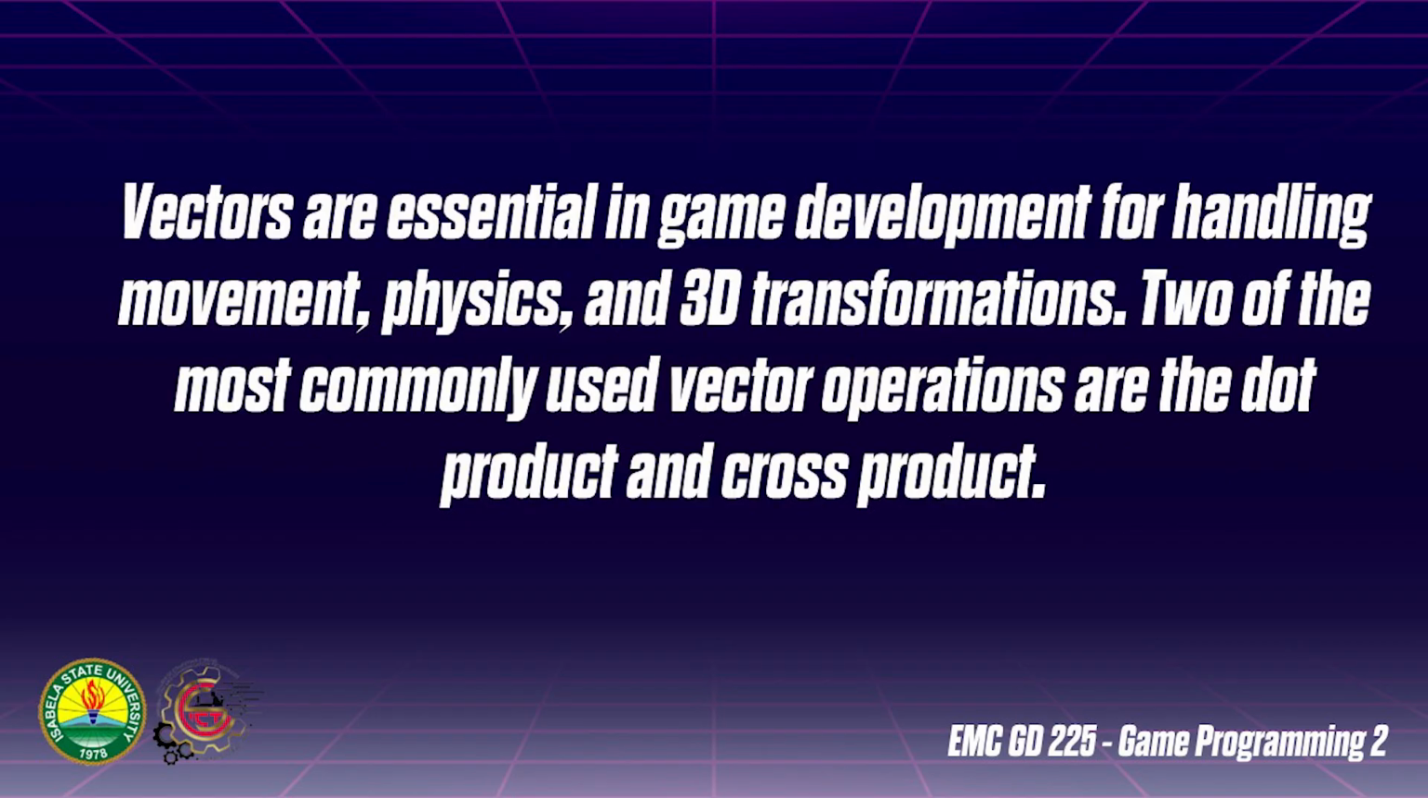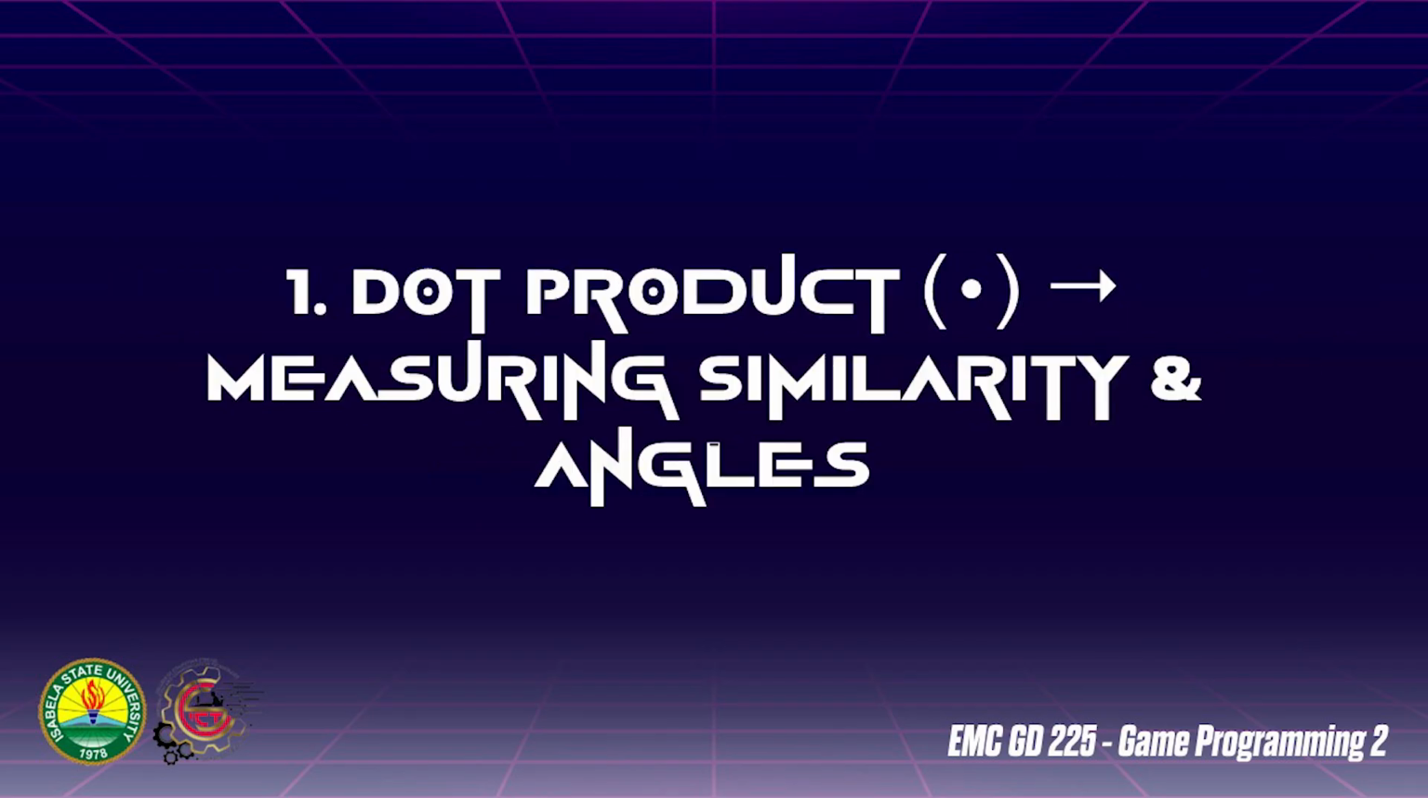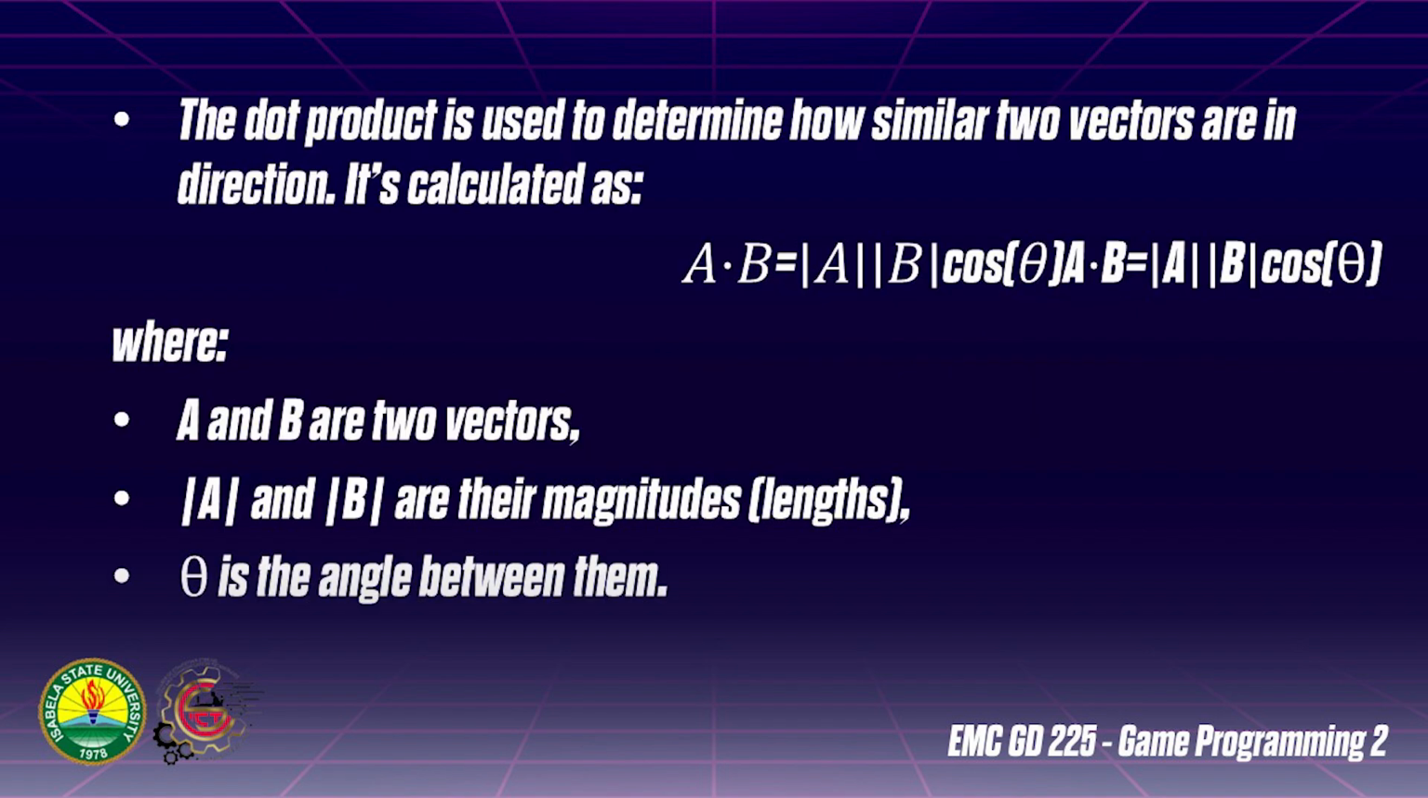Vectors are essential in game development for handling movement, physics, and 3D transformations. Two of the most commonly used vector operations are the dot product and cross product. Dot product, measuring similarity and angles. The dot product is used to determine how similar two vectors are in direction. Where A and B are two vectors, |A| and |B| are their magnitudes, or lengths.